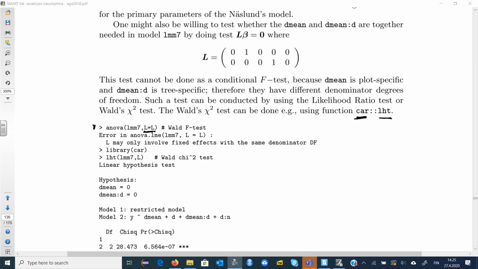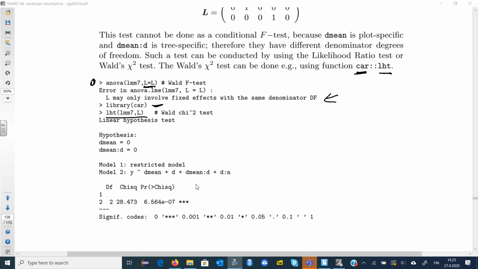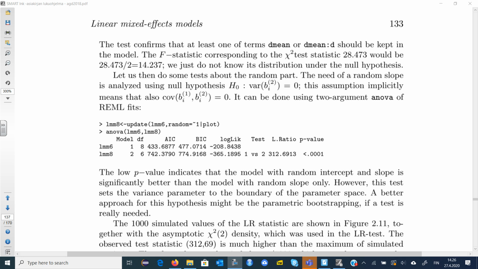Okay, first I do the ANOVA using the nlme anova, but you see that it is not able to do anything for me. So therefore I switch to car here and then run the lht, and then it gives me the result, which shows that chi-square statistic is 28 with degrees of freedom 2, and therefore the p-value is very low, which means that either mean diameter or the interaction between diameter and mean diameter are needed in the model as predictors in the fixed part.